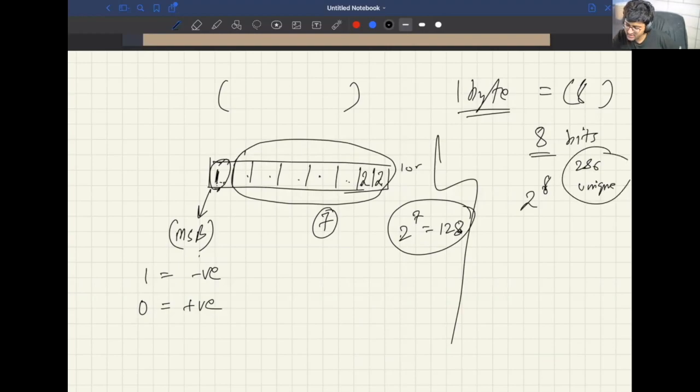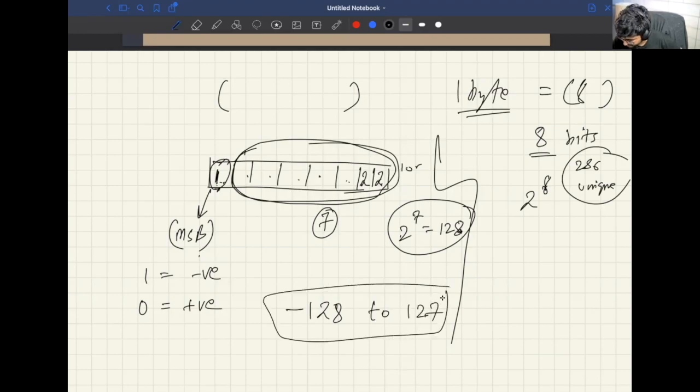The range is going to be minus 128 till 127. So to sum up, if you want to store something like 128 or 129 as a positive number, you cannot store that in 1 byte.